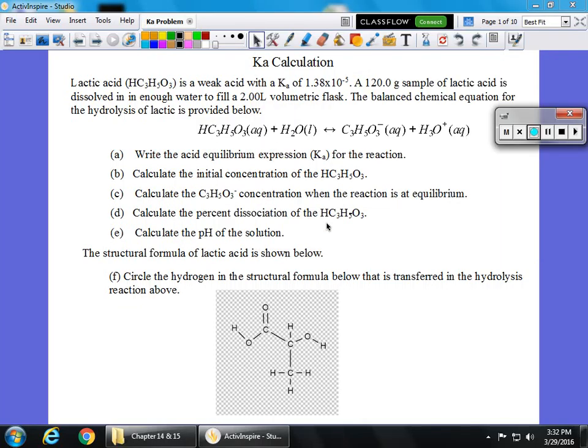Hey guys, Mr. Palmer here with a Ka calculation problem. I'm looking at weak acid equilibrium. This is a great one for AP Chem. Take a look at the problem.